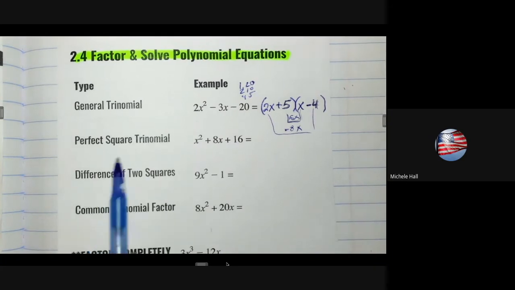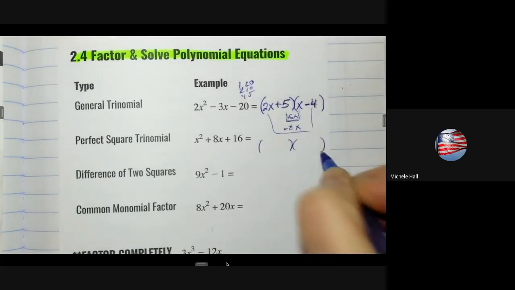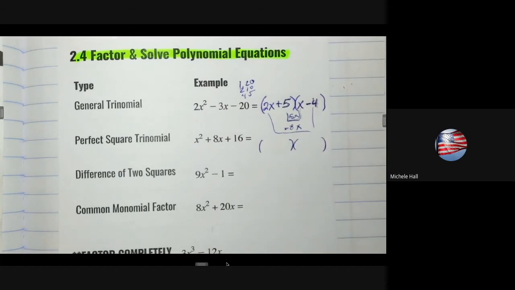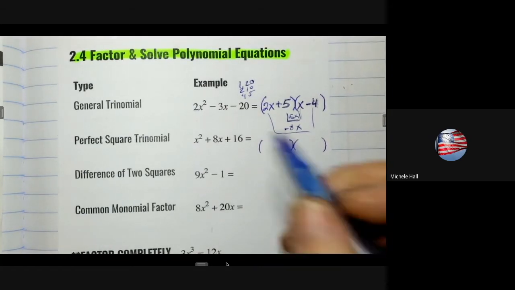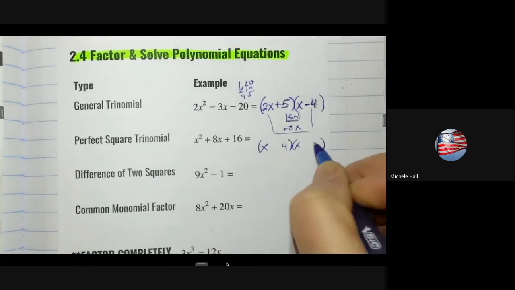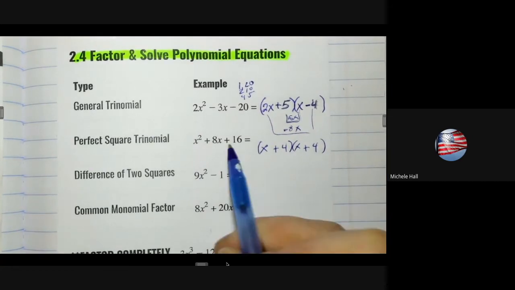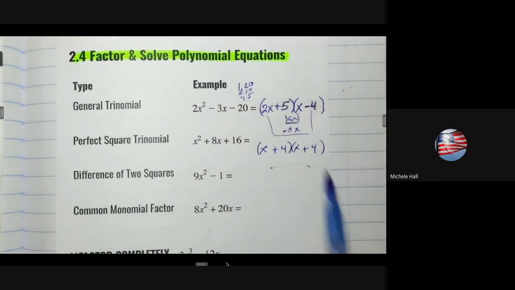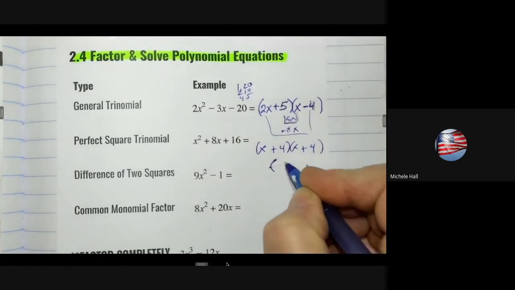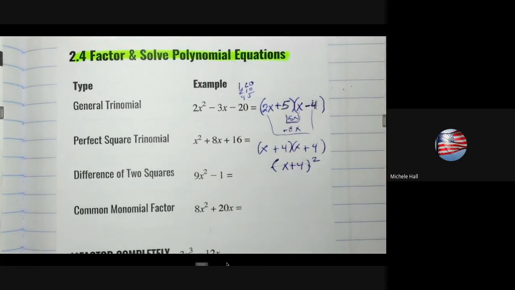A perfect square trinomial. A perfect square means you're going to have the same thing in both parentheses. It's a square. We have x times x, and that would be 4 times 4 is 16, and positive 4 plus positive 4 equals 8. Here's the factors. And now my final answer would be (x + 4) squared, a perfect square trinomial.